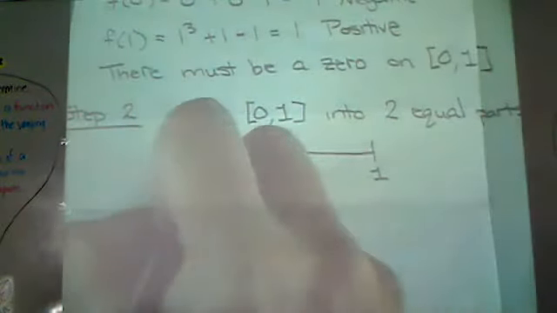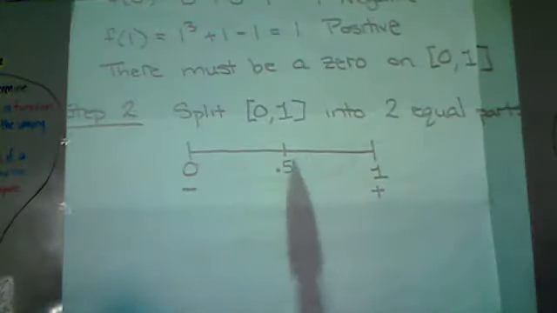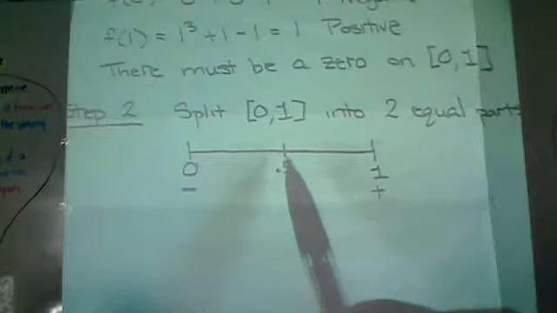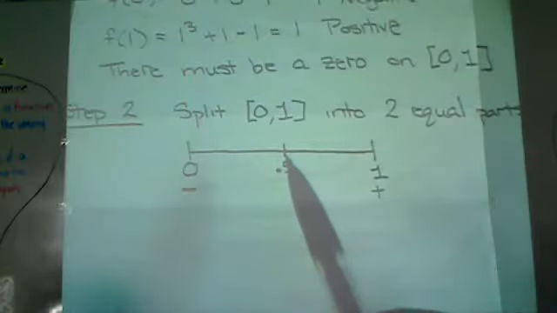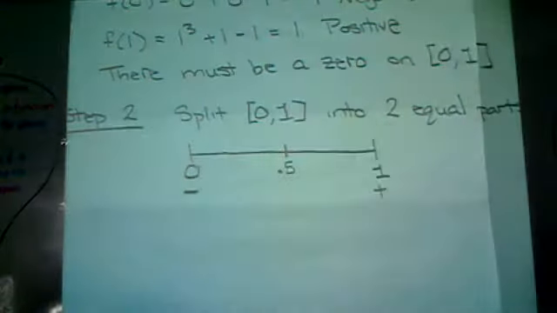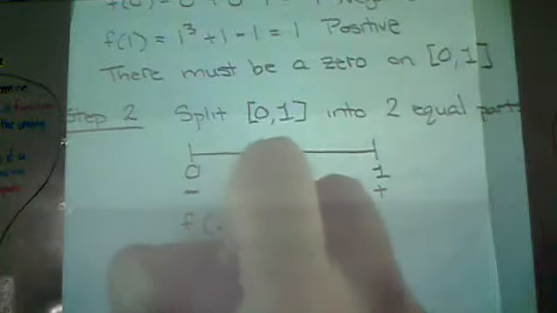Now, this was negative. This was positive. We need to now decide, is the point here, the y value at 0.5, positive or negative? So we're going to check to see what the sign is at 0.5. So we need to know f of 0.5.